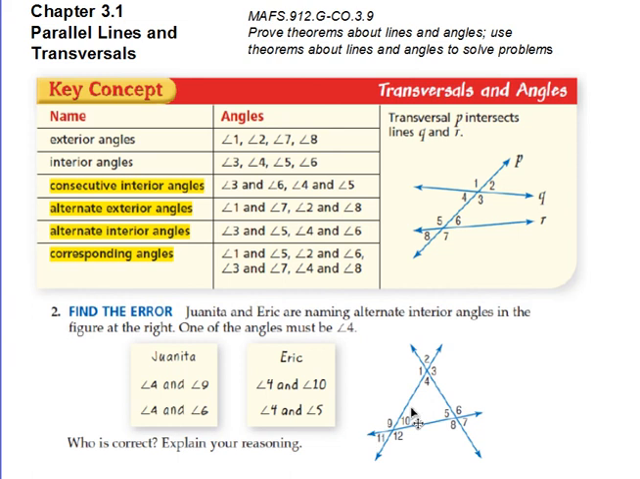Why is Eric wrong? Oh, because he put 4 and 10. Yeah, they're still interior, but they're not alternate. The alternate of 4 would be 9. 4 and 10 is actually consecutive interior, so that's wrong. 4 and 5 again, it's still inside this line and this line, but they're consecutive. They're not alternate. So that's why Eric is wrong and Juanita's right.